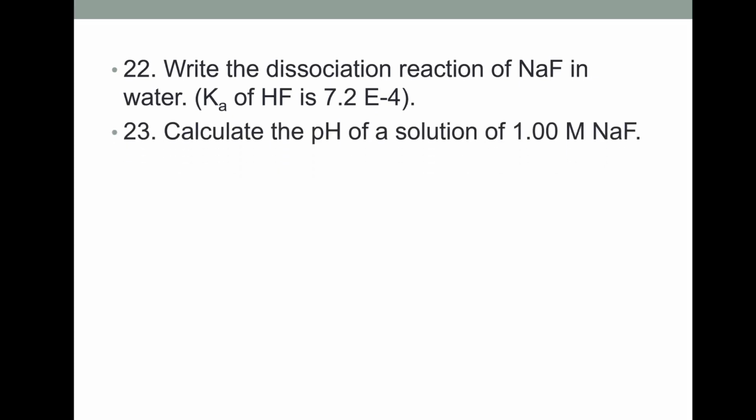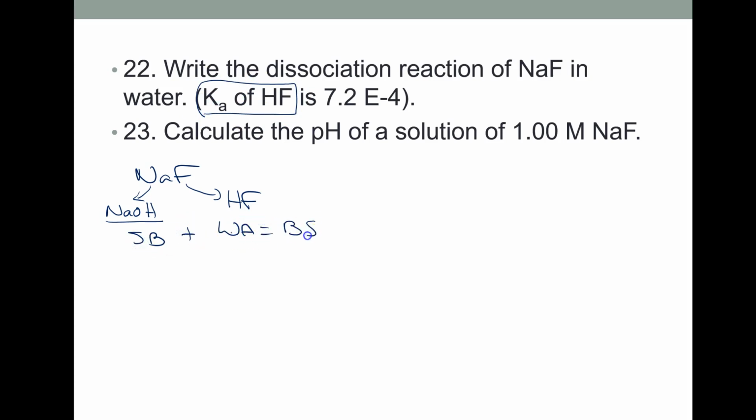and they tell you the Ka, and they want you to calculate the pH. So first thing you have to do is look at NaF and identify it as a salt. It originates from NaOH and HF. I recognize NaOH as being one of my strong bases. HF is right up here, and it's a weak acid. So strong base, weak acid is a basic salt.